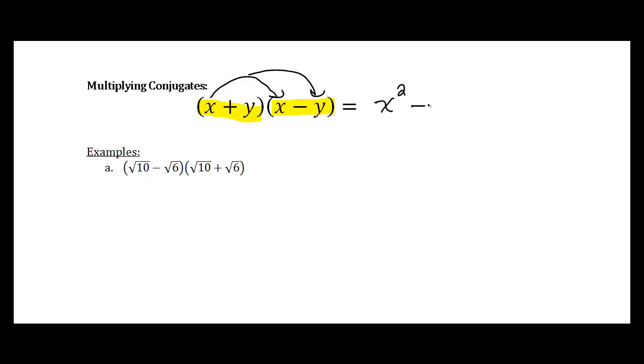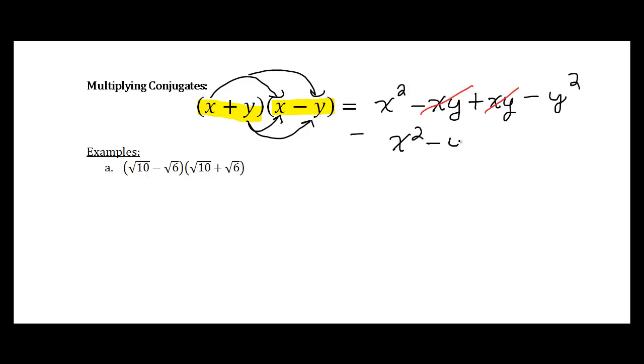x squared minus x times y. Then here, I do that y times x, but the order doesn't matter when we multiply, so I'm going to write it as plus xy. All right. And then I have a minus y squared. If you notice here, this minus xy and that plus xy, they cancel. And so I'm going to be left with x squared minus y squared.